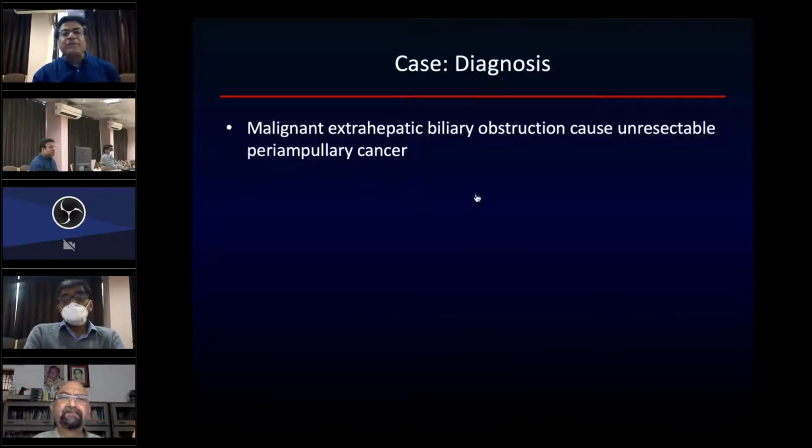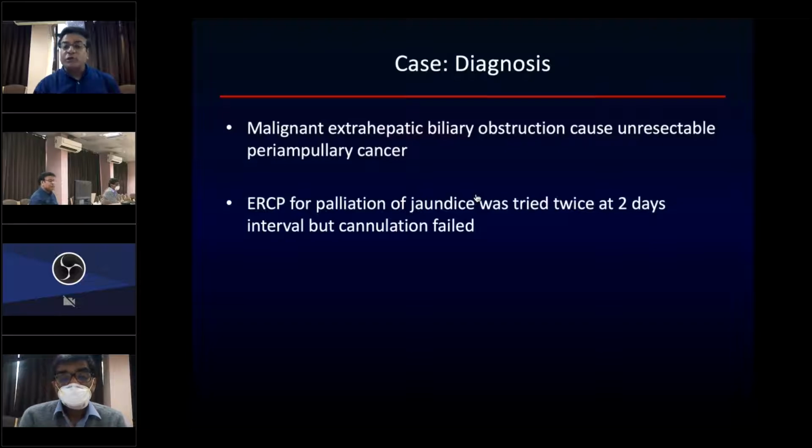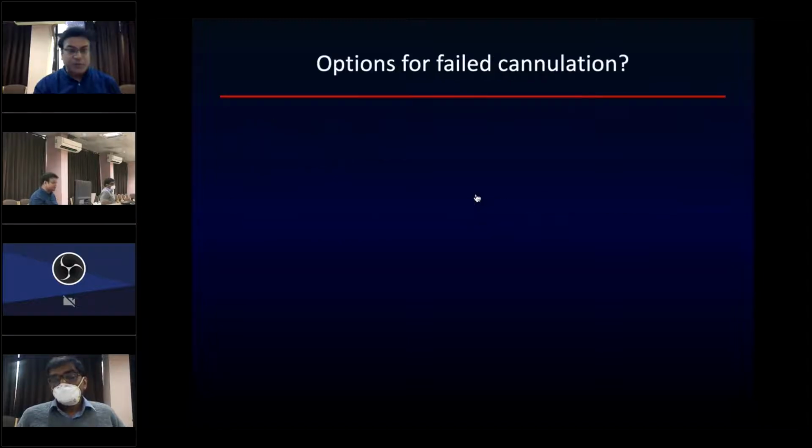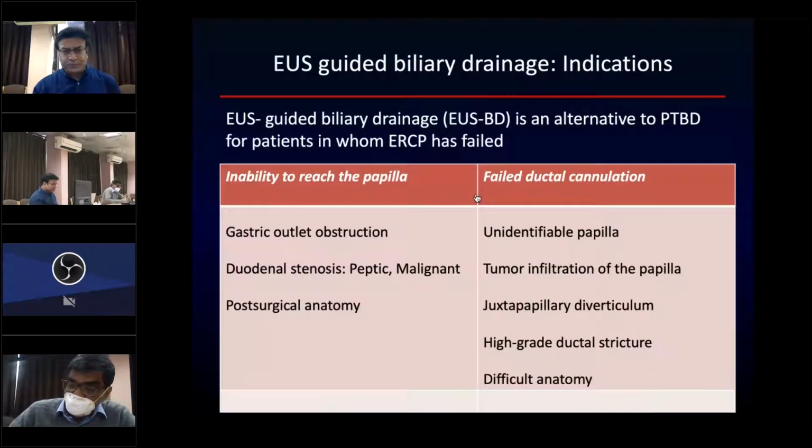So we have a malignant extrahepatic biliary obstruction caused by unresectable periampullary cancer, as both retroperitoneal as well as mediastinal lymph nodes were positive. ERCP that we do for palliation of jaundice, that is to decrease the jaundice, was tried twice at 2 days interval. However, the cannulation failed, which does occur in 5 to 10% of the patients. So the options for failed cannulation that we have as of now, the standard approach is a percutaneous approach, and recently what we have is an endoscopic ultrasound guided approach.